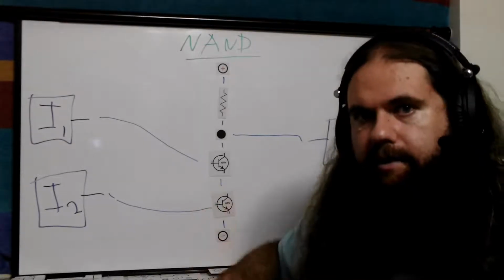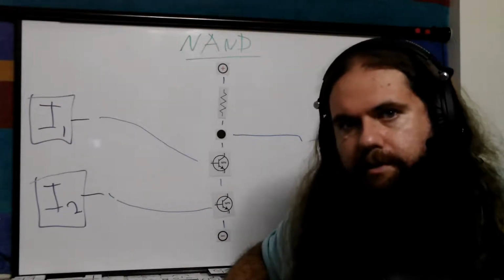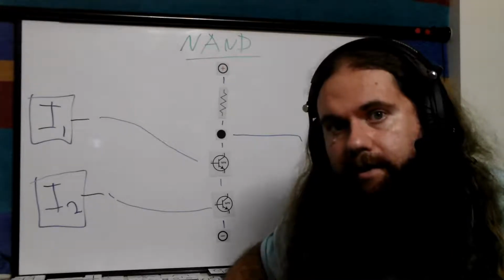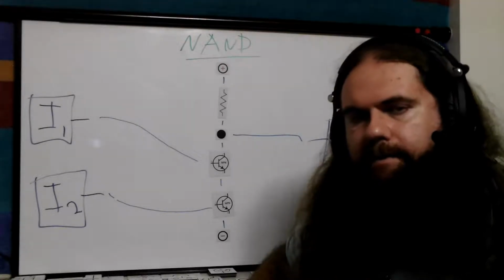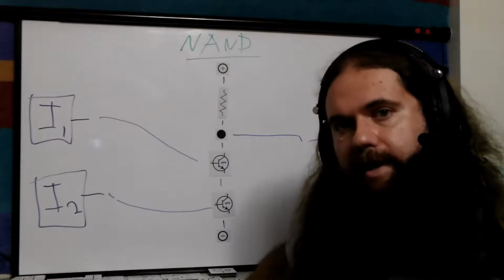Well, we have a NAND gate that works, and we have a NOT gate that works, so we use both. We take a NAND, flip it, it's AND. And that is how you do gates. You just add them together and get different operations. So let's make some circuits.